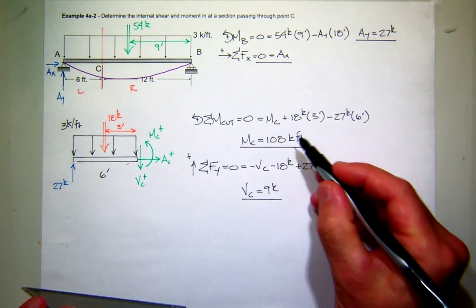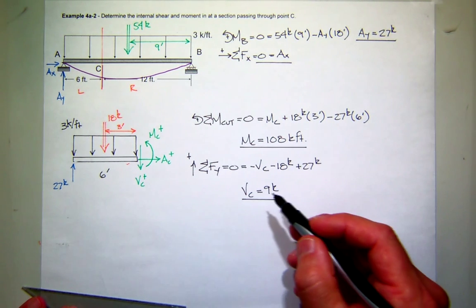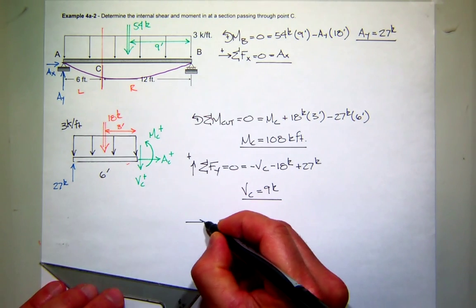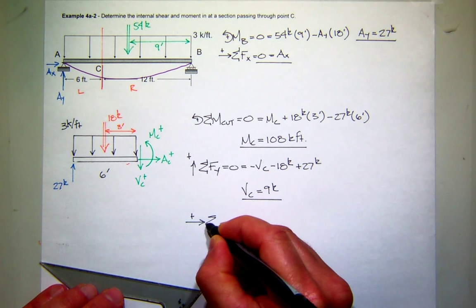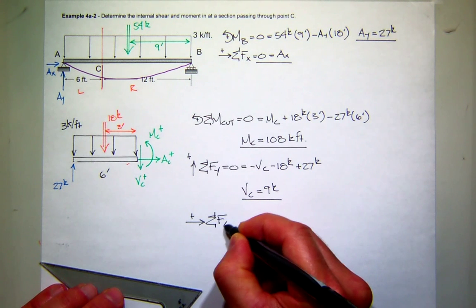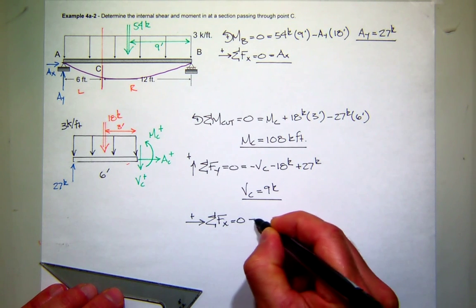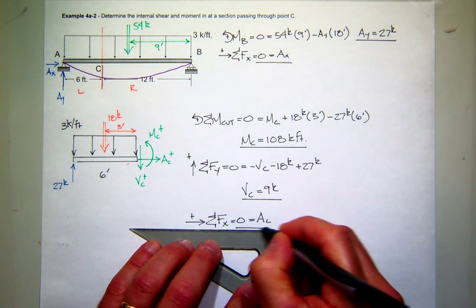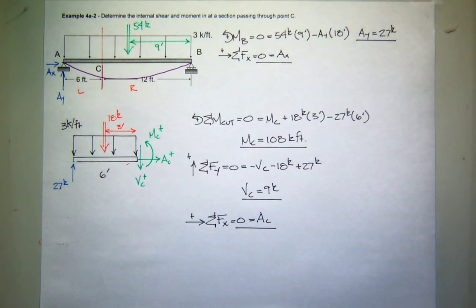So this tells me I have positive bending moment at C, positive shear force at C, and this last equation is pretty straightforward. If I sum forces in the x direction, all I have is the axial force, and it looks like for these loads it's 0. And that's it. Any questions about that one?